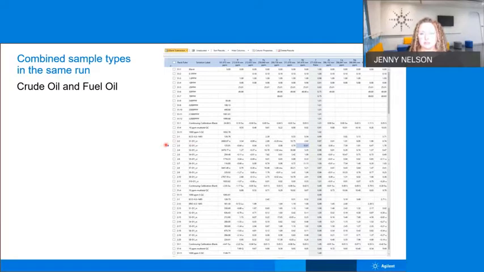So they did the 10 samples for the crude oils, and then they did some QC, and then they ran the 10 residual fuel oil samples after that, and then some QC. So again, you can run all these elements for the mix of samples. You don't have to run a separate crude oil method and a separate fuel oil method. This is run in one single method. Okay, so that's very important and good to know. All right, next slide.